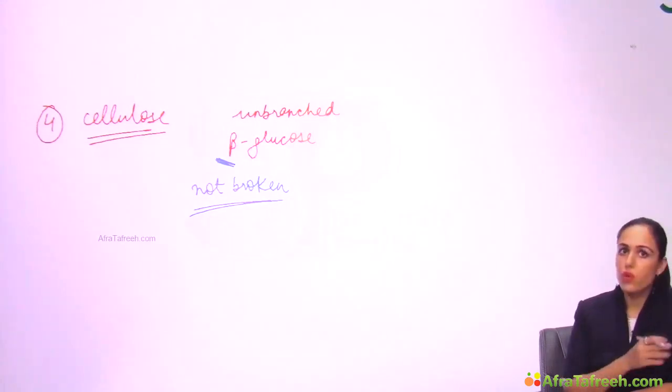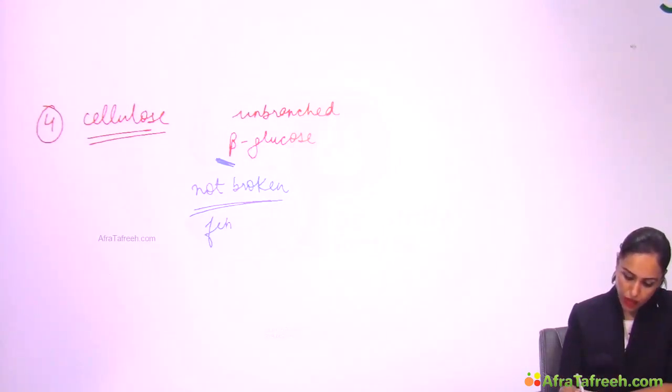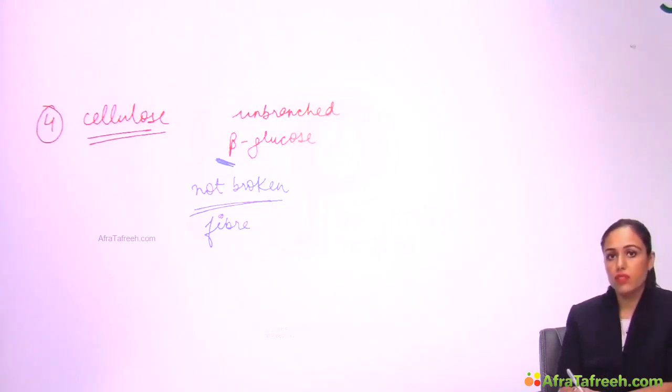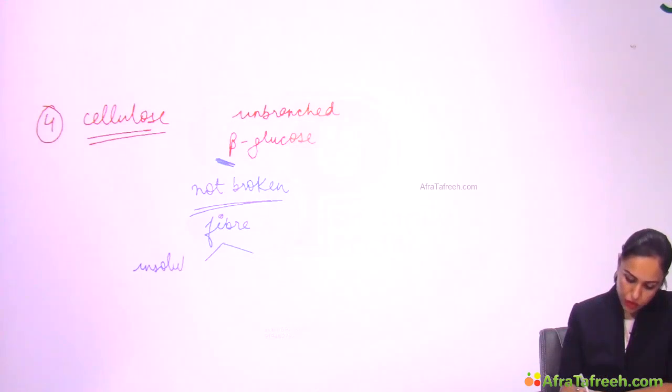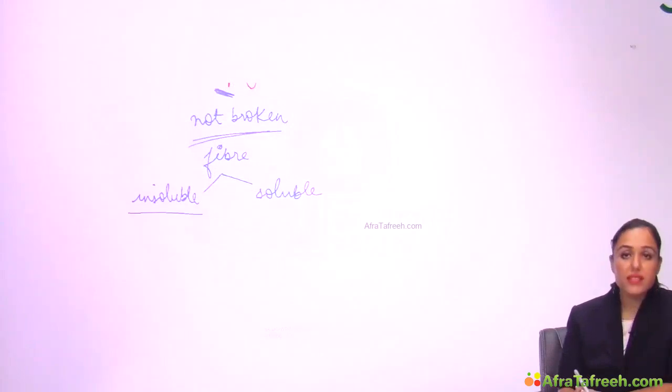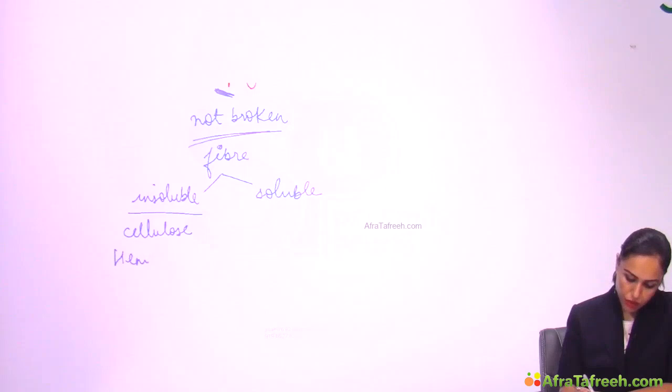And since the beta bond of cellulose is not broken, cellulose acts as fiber in the diet. We have two types of fibers, insoluble fibers and soluble fibers. Examples of insoluble fiber are cellulose and hemicellulose. Examples of soluble fiber are pectins and gums.